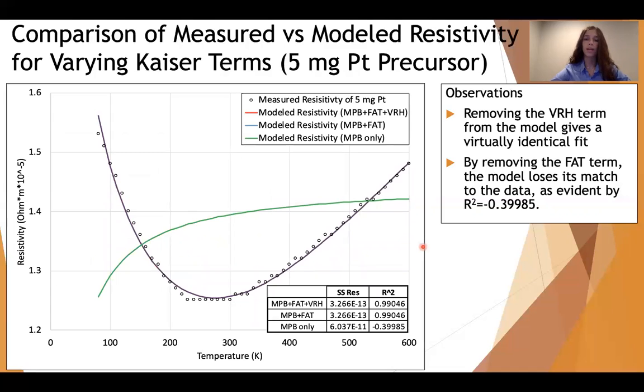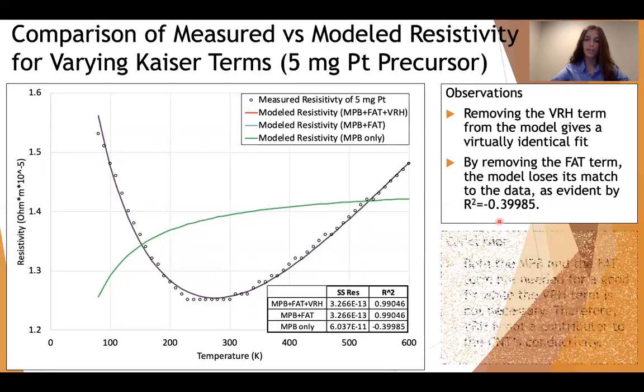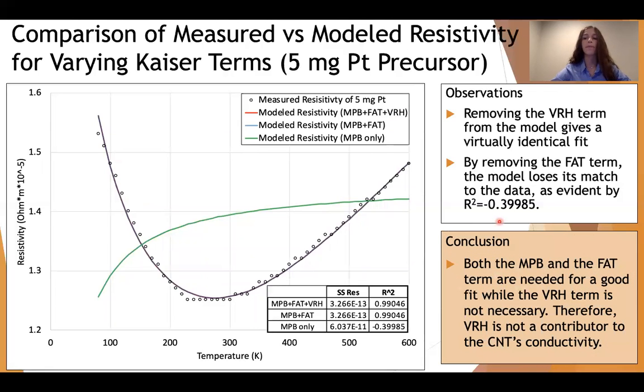These results were then repeated with the data obtained from the 5 milligram platinum precursor sample. Again, it is seen that by removing the variable range hopping term from the model, we achieved a nearly identical fit. However, after removing the fluctuation-assisted tunneling model term, it can be seen that the model quickly loses its fit to the data, which is also evident by, again, a very low R-squared value. The same conclusion is drawn, that the MPB and FAT terms must be included for a good fit, while the VRH term is not.